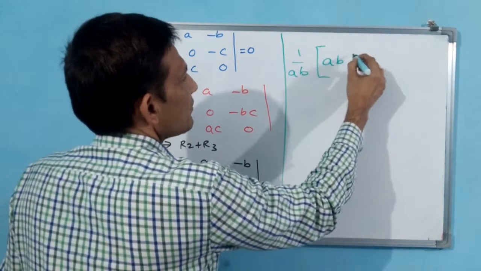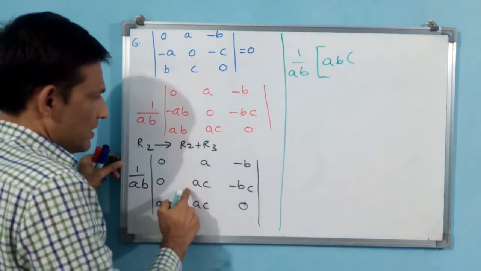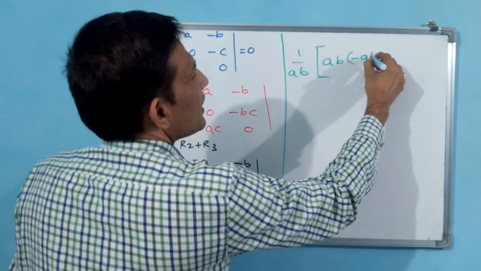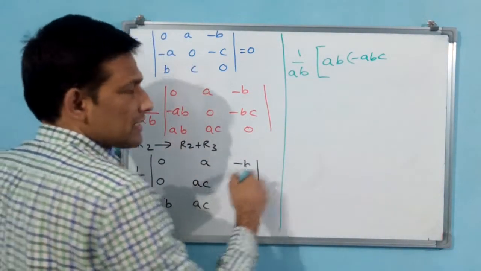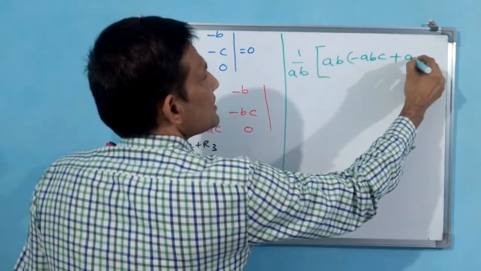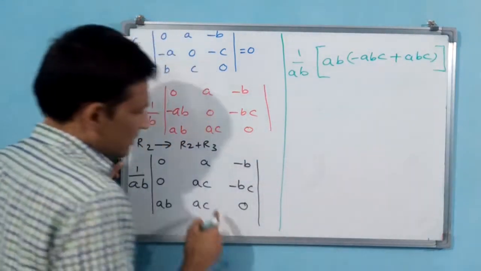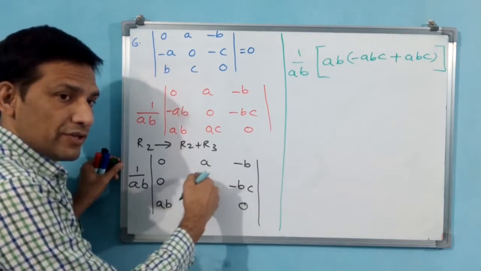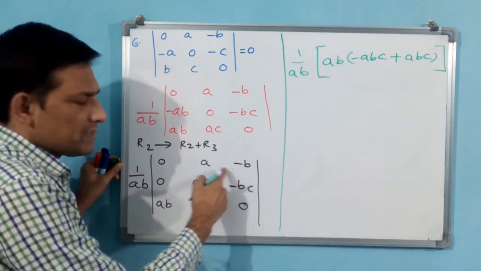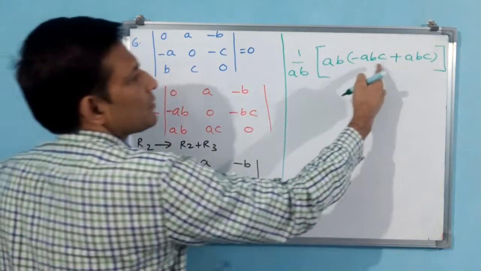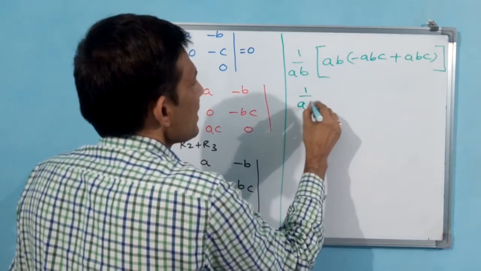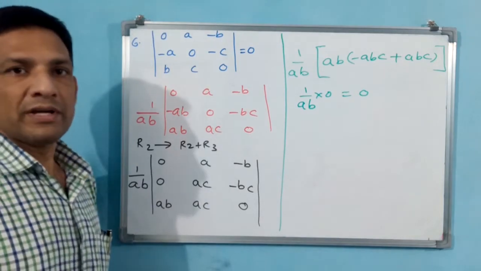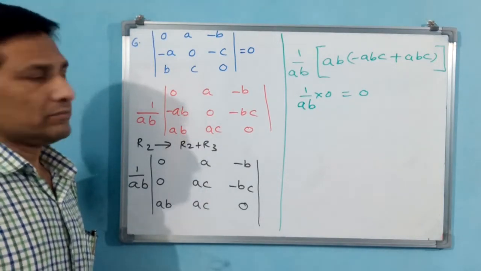Why? Because this is plus AB only. AD minus BC. AD means what? Minus ABC. BC minus what? Minus of minus ABC. Is it okay? You see, minus ABC, but AD minus BC, AD minus of minus plus. Minus ABC plus ABC, that means 0. That means 1 by AB into 0 is equal to 0. Okay, now we have proved this as 0.